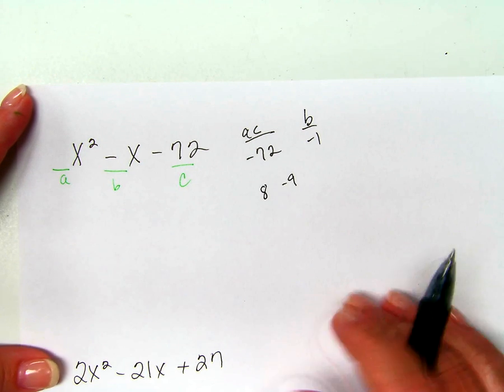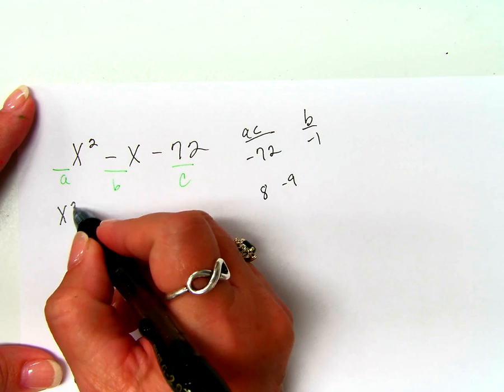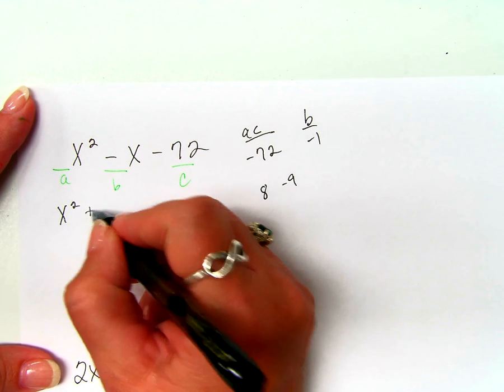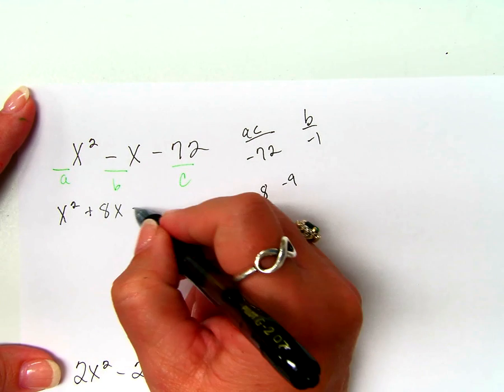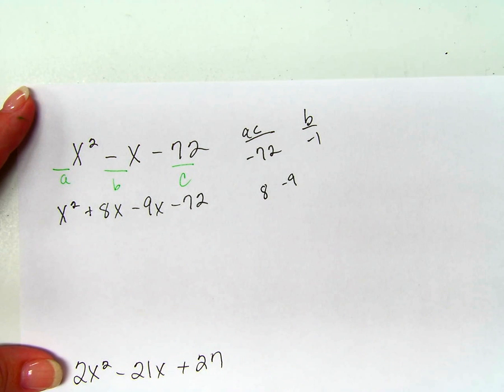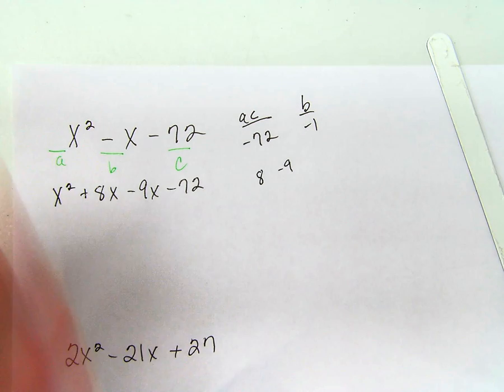Yes? Okay. So x squared, I'm going to split my middle term into two parts. These two parts right here. X squared plus 8x minus 9x minus 72. And then I factor by grouping, right?